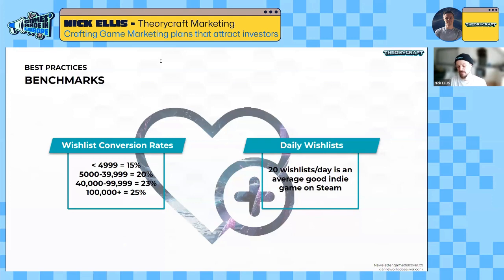As well as looking at daily wishlists, if you're looking at around about 20 wishlists a day for an indie Steam game, that's kind of a positive. For example, over a year, you're going to reach around about 7,000 wishlists. So it builds up gradually, and you want to make sure that it's got a steady momentum.